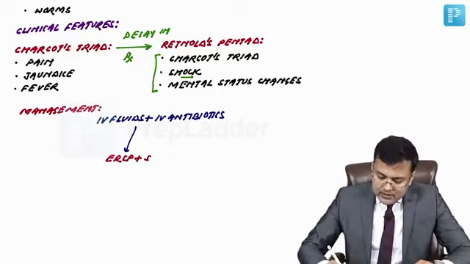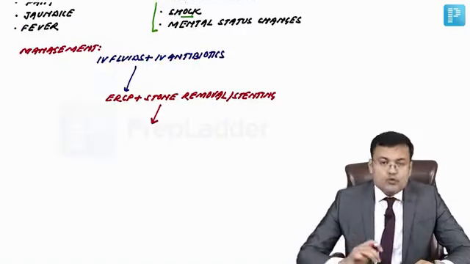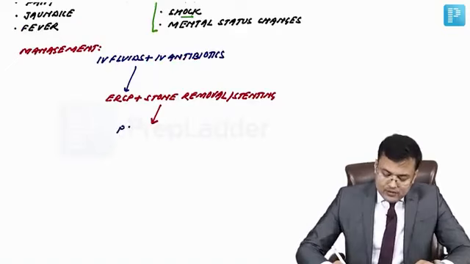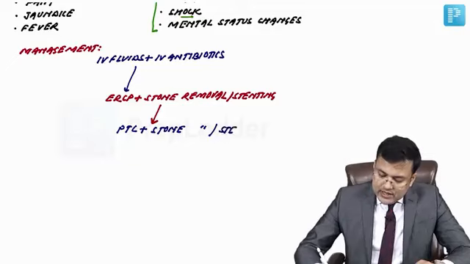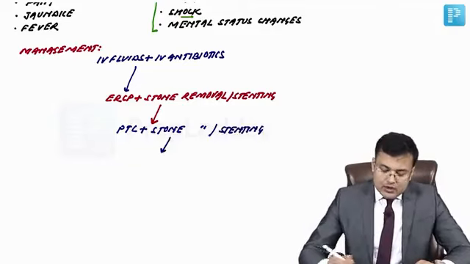ERCP plus stone removal if there is a stone, or if there is stricture, we go for stenting. Imagine still there is no improvement. In that case, or if it's not available or failed, we go for PTC plus stone removal or stenting. Imagine this is also not available or failed. So last option is what?